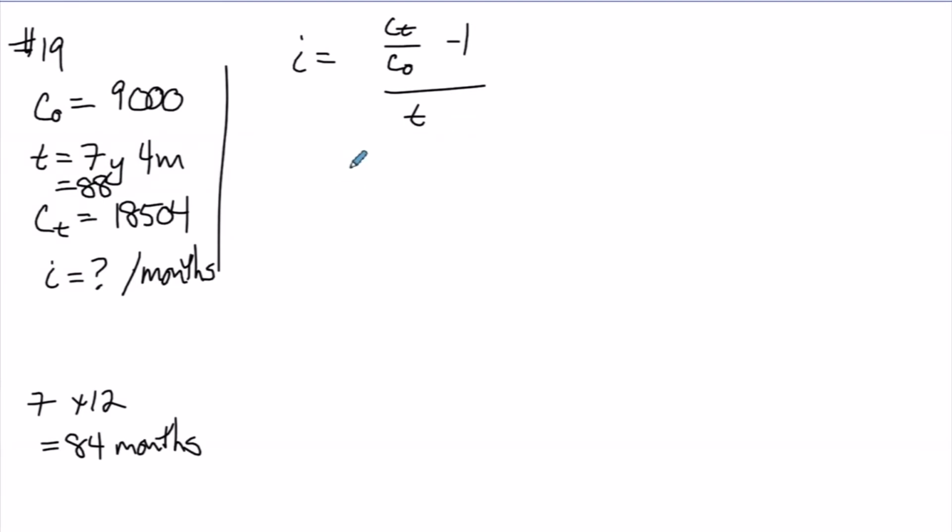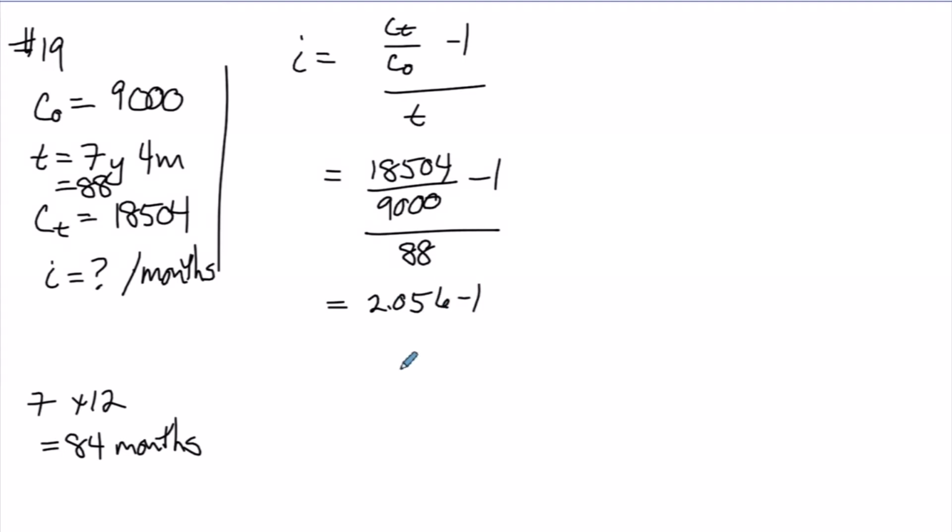That is the term. So let's go ahead and substitute everything in. Our CT, 18504 divided by 9,000, the initial value, minus 1, all divided by T, which we say is 88. If we divide that out, we come up with 2.056 minus 1 divided by 88, which is then 1.056 divided by 88. And if we do the math, we come up with 0.012.